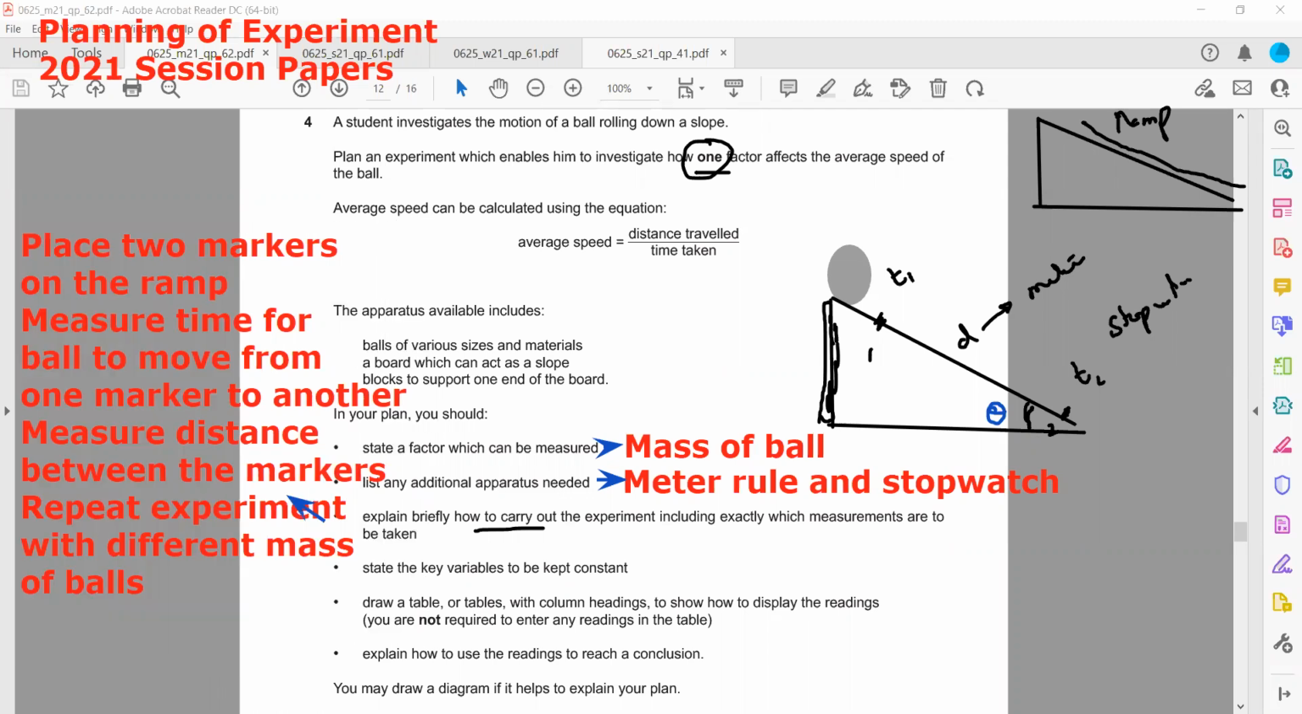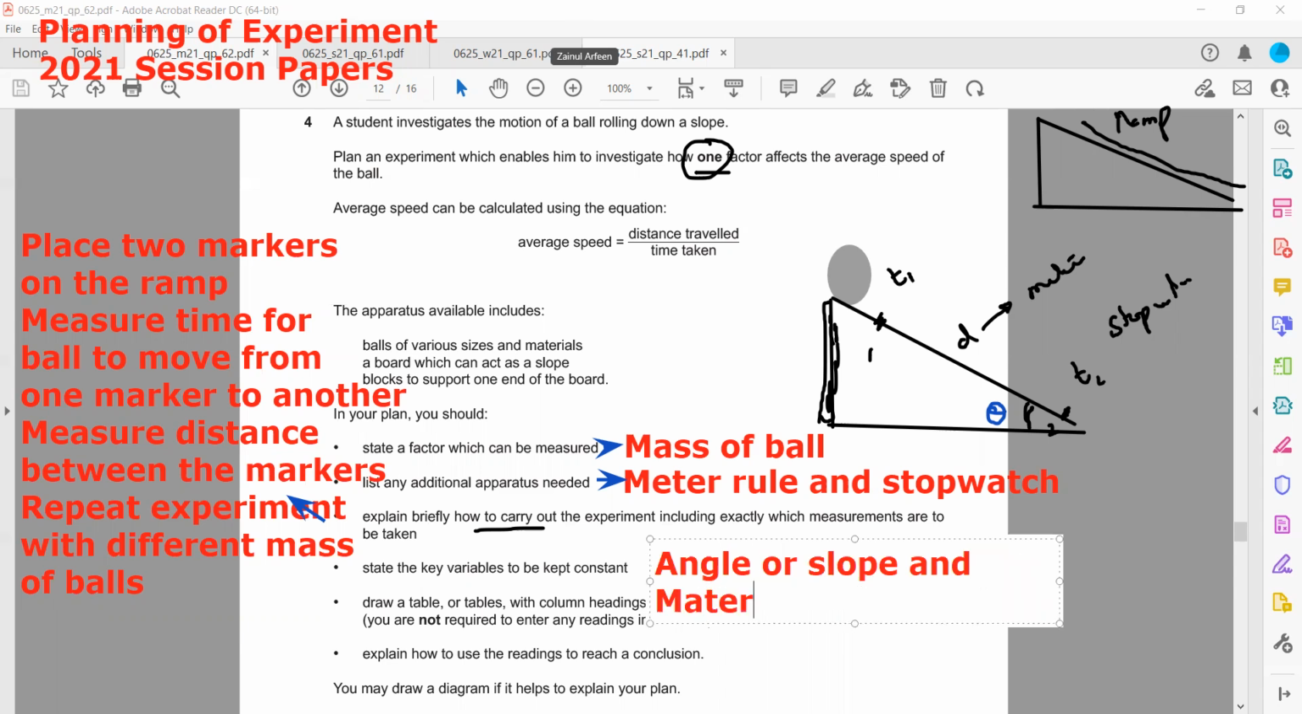So here the key variable which we should control, or keep constant for a fair comparison, is the angle of the inclined surface. And the second thing, the material which the ball is made of, because different materials will have different friction. We are just changing the mass and identifying how the mass can affect the average speed of a ball as it rolls down.